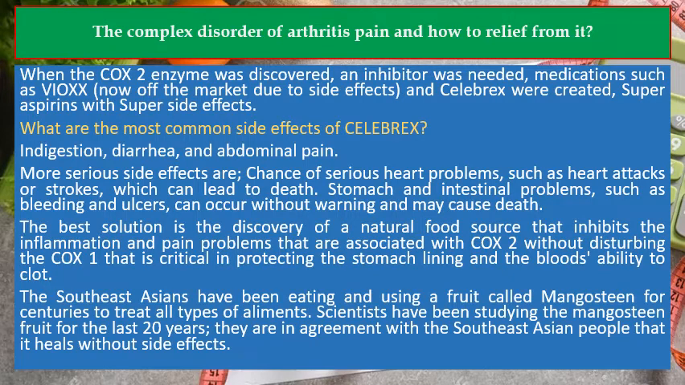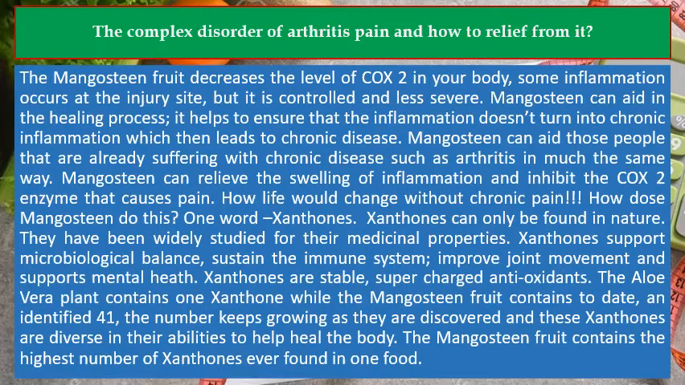The best solution is the discovery of a natural food source that inhibits the inflammation and pain problems that are associated with COX-2 without disturbing the COX-1 that is critical in protecting the stomach lining and the blood's ability to clot. The Southeast Asians have been eating and using a fruit called mangosteen for centuries to treat all types of ailments. Scientists have been studying the mangosteen fruit for the last 20 years. They are in agreement with the Southeast Asian people that it heals without side effects. The mangosteen fruit decreases the level of COX-2 in your body.